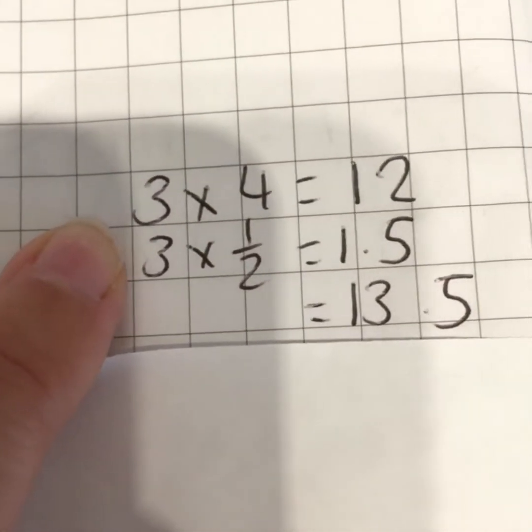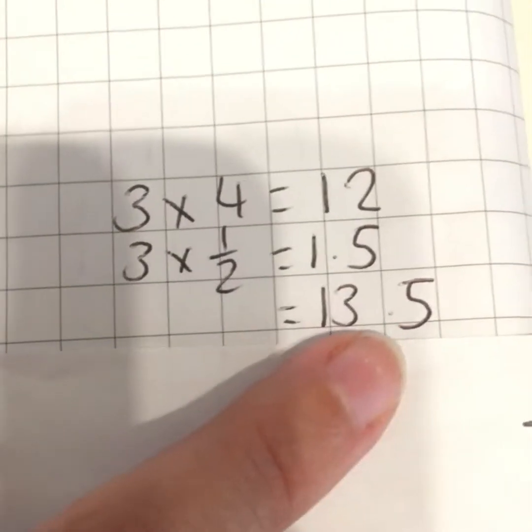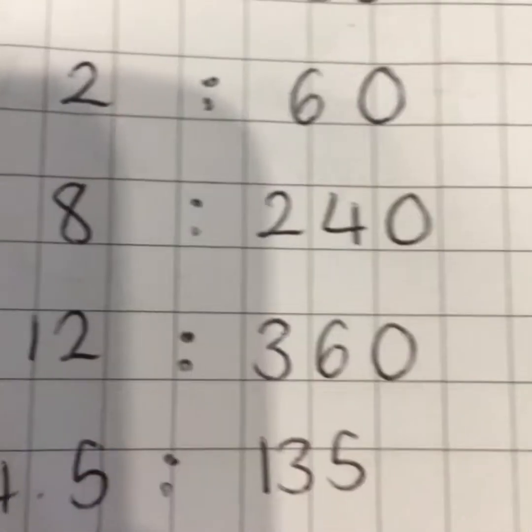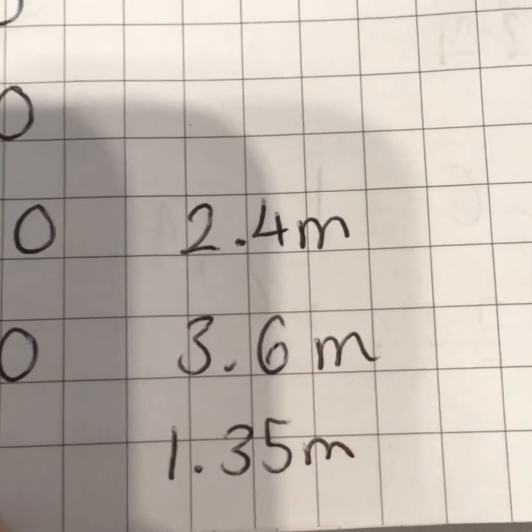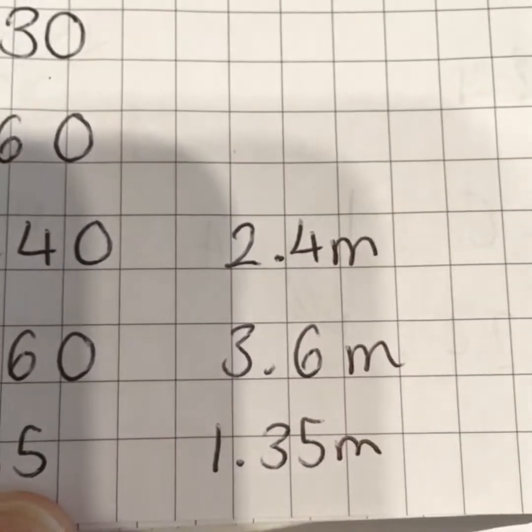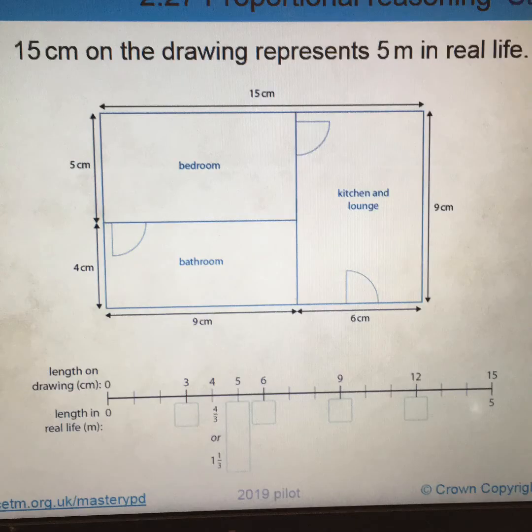So how can I work out 30 times 4.5? Times this by 10, which would be 135 centimetres. What would that be in metres? 1.35. Really well done if you got those right. Okay then, last question for today. We have got a scale drawing of a house.